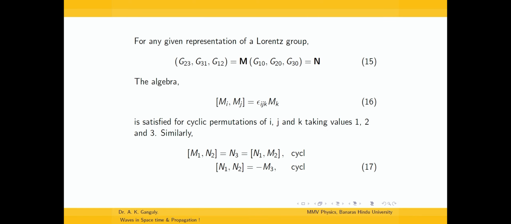What usually happens in the case of angular momentum algebra, with epsilon ijk appearing as a Levi-Civita symbol, and the indices i, j and k can take values between 1, 2 and 3, and if the permutation of 1, 2, 3 is cyclic, its value is +1, and if it is not, it is -1. That is what is seen to happen in the case of angular momentum algebra.